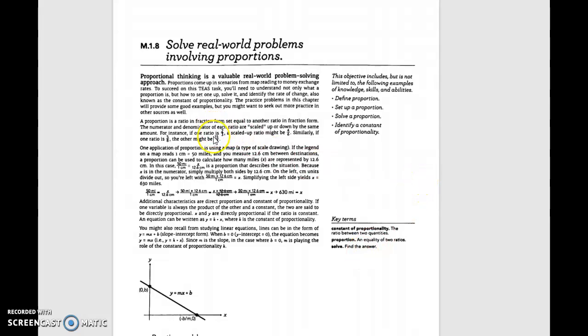As we look at some of these paragraphs, we can see that a proportion is a ratio in fraction form set equal to another in fraction form. In this example, if one ratio is 2/3, a scaled up ratio may be 4/6. We just took 2 times 2 and got 4, and 3 times 2 and got 6. This is the same as taking a fraction and making it a bigger fraction. We can do the same thing with the 5/8 one: 5 times 3 is 15, 8 times 3 is 24, and we get another ratio.